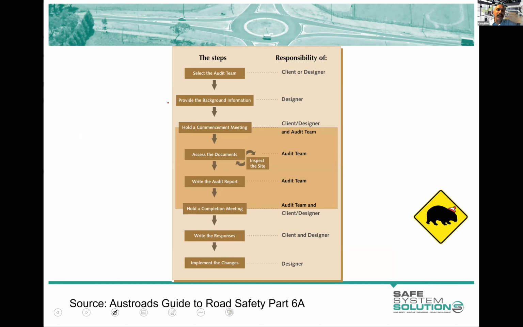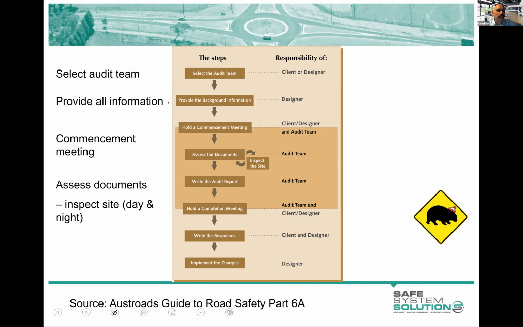Okay, the steps. Here are the 8 steps. And I've taken this straight out of the Austroads Guide to Road Safety, Part 6A, Implementation of Road Safety Audits. And I will take you through these. The selection of the audit team is the first step. There's the exchange of information. There's the commencement meeting, which is part of the exchange of information.